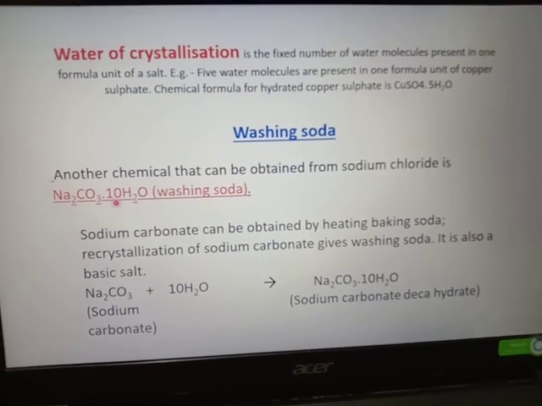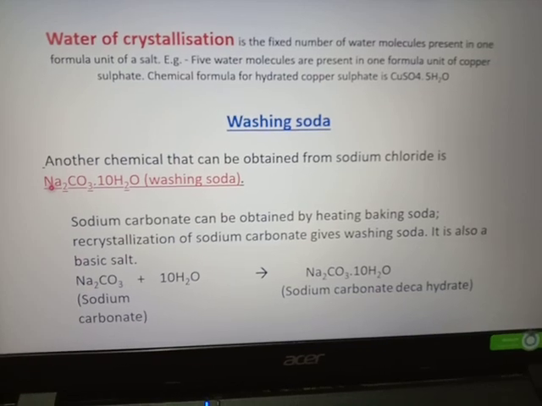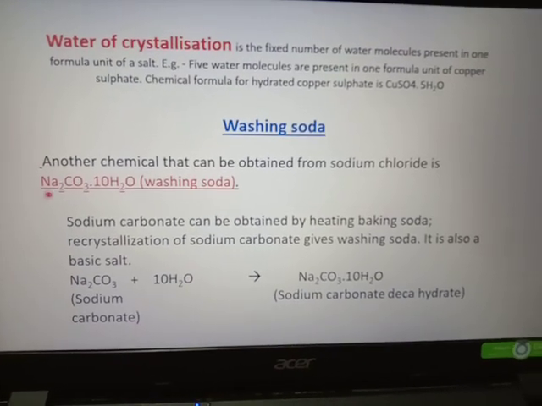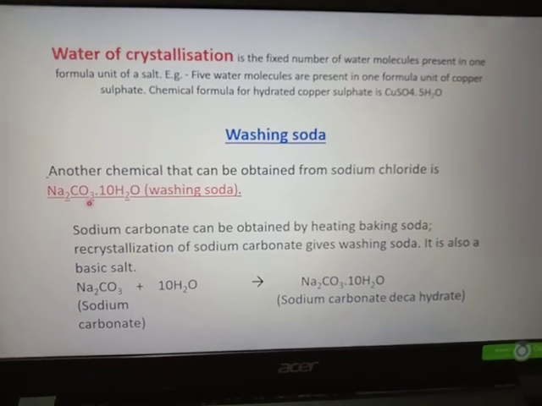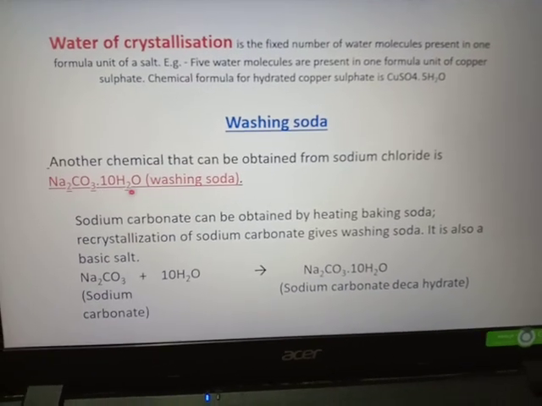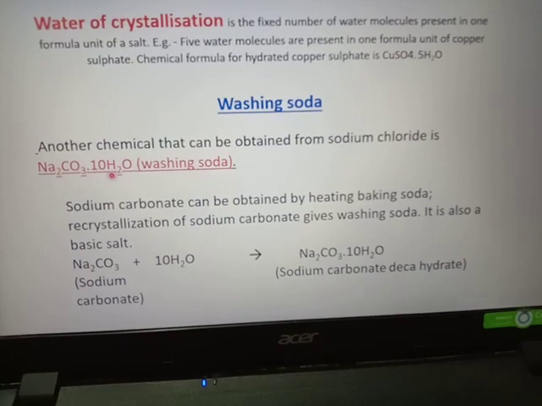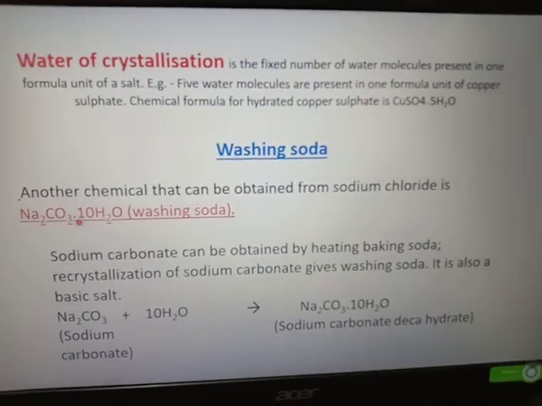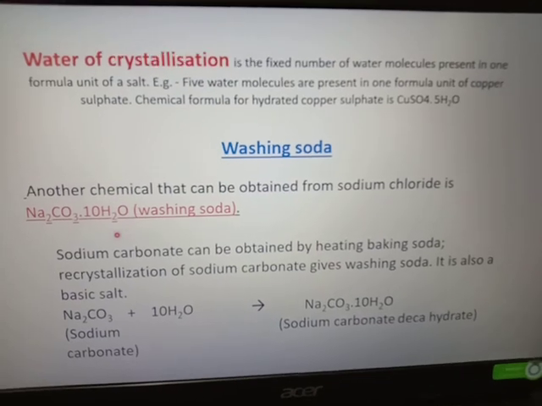So children, before this I want to tell you, sodium carbonate or washing soda, its chemical formula is Na2CO3.10H2O. These 10H2O are the crystallization water molecules or water of crystallization. Within one molecule of sodium carbonate decahydrate, we will get one molecule of Na2CO3 and 10 molecules of water.